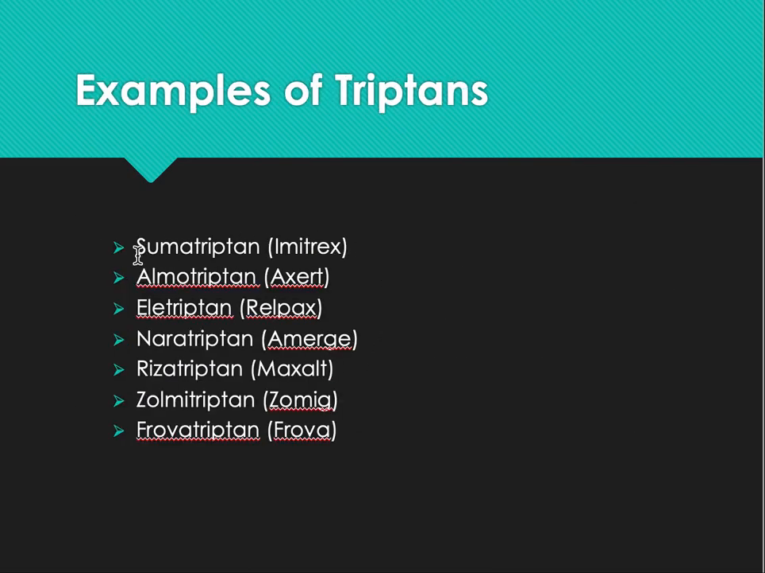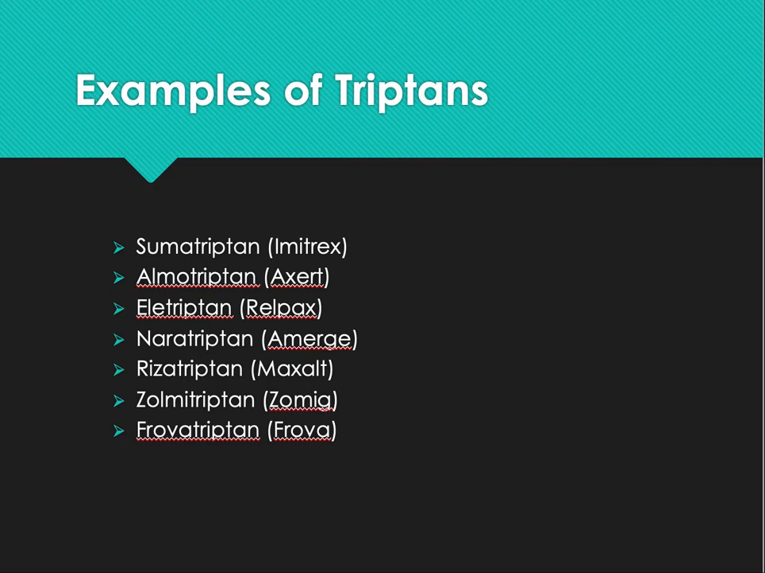So Imitrex was the first one, sumatriptan, and there's a ton of them now. Imitrex was originally an injection. It was a self-injector thing that people just pushed a button and it injected. And now it comes in tablets as well. And there are tablets, there are injections, and there are nasal sprays in here. So lots of different methods of taking it.